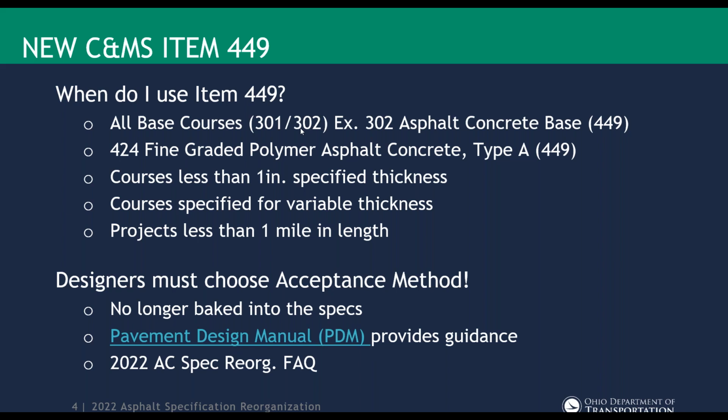So courses less than an inch of specified thickness, so a uniform course specified at an inch, would, if it's less than that, use item 449. Courses that are variable thickness, so if we're doing leveling or some kind of a wedge course, any variable thickness courses, item 449. Projects that are less than a mile in length, that's the other big trigger. So short sections where it really doesn't make sense to set up for gauge or a lot of coring, that's where we will be using item 449.